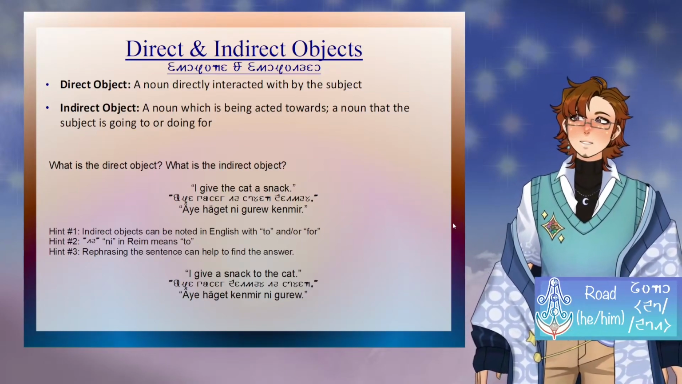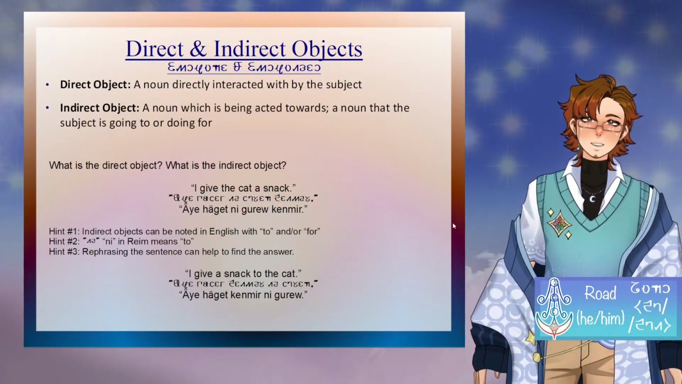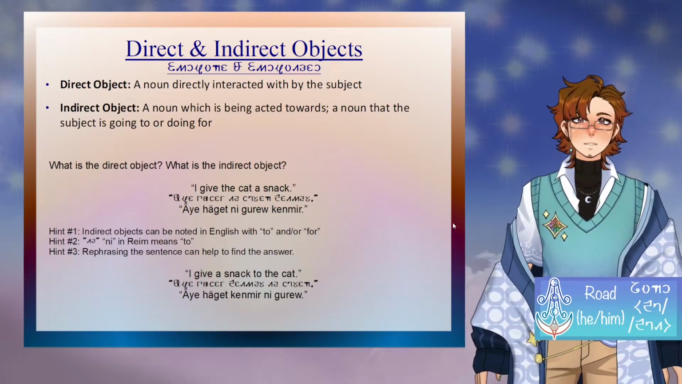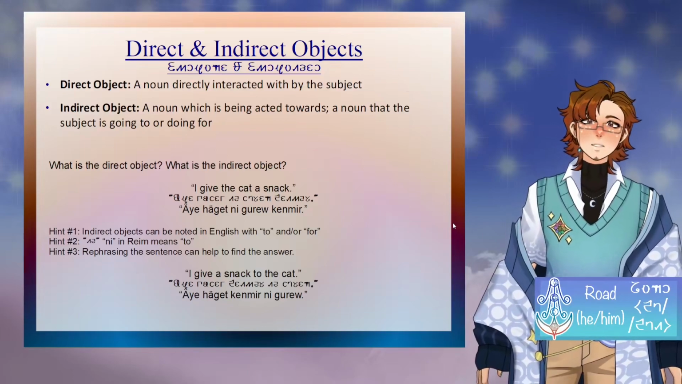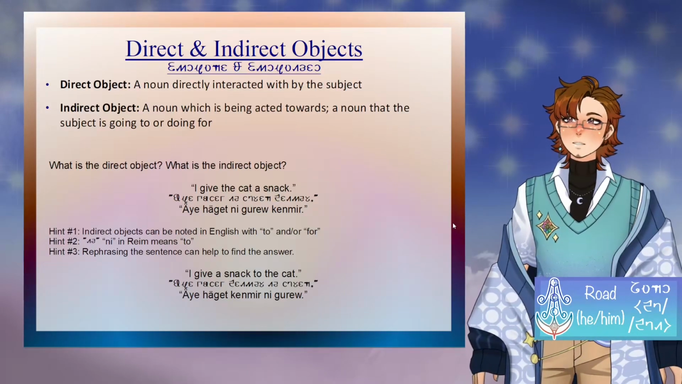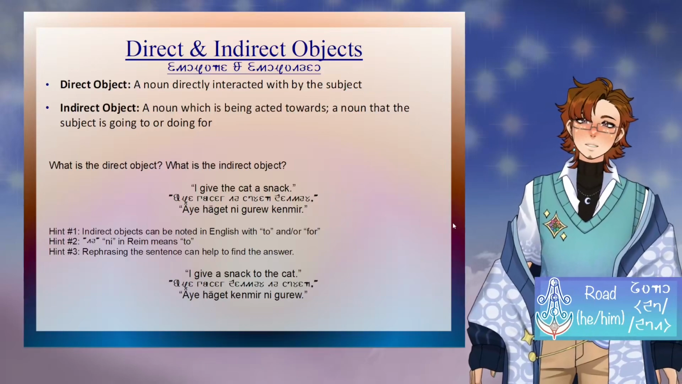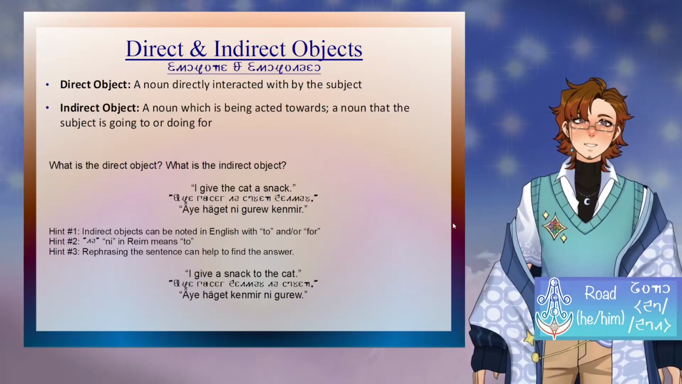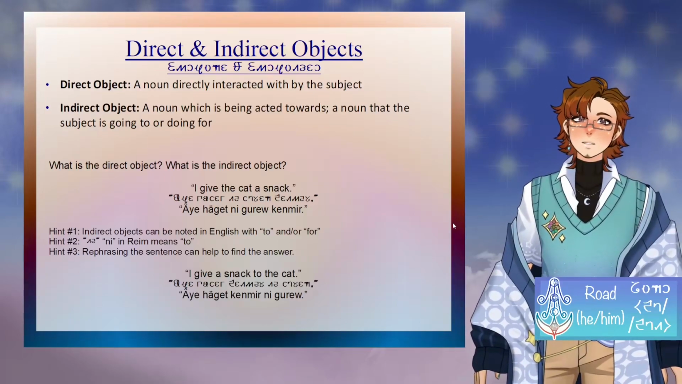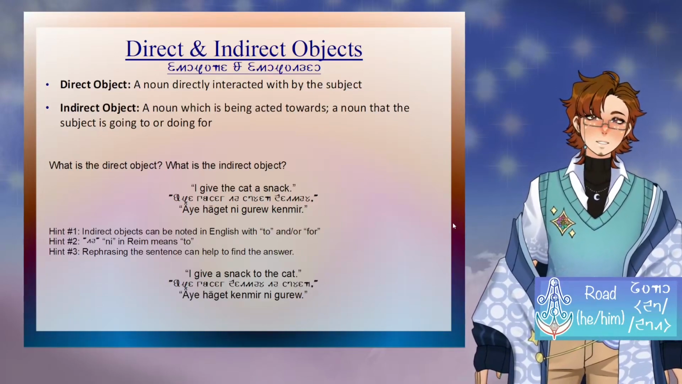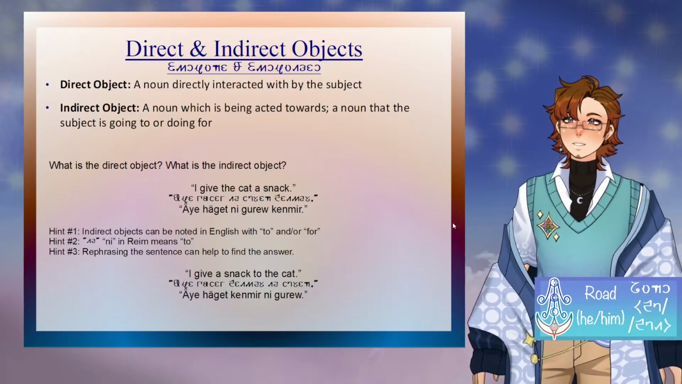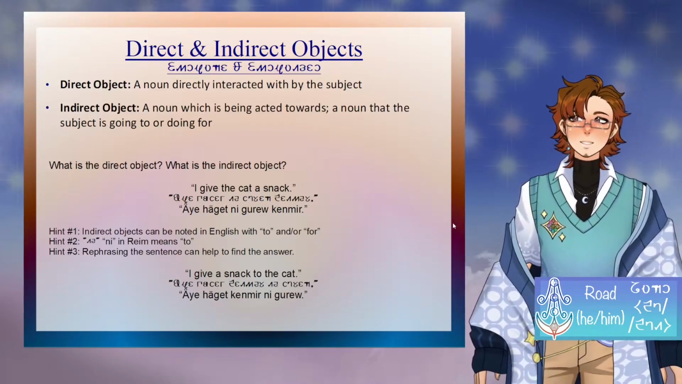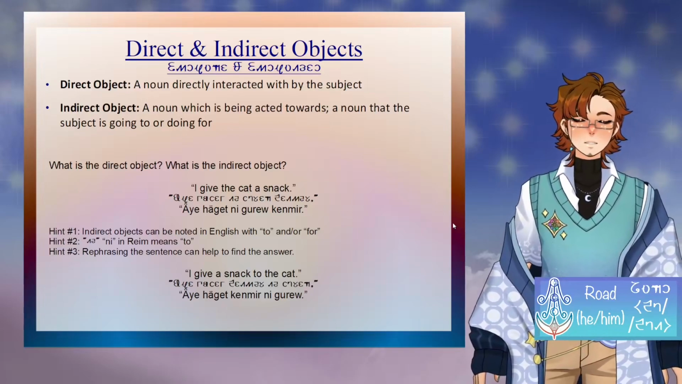To better understand what I mean with direct object and indirect object here, here's how you can tell the difference between the two, not only in Reim, but also in English. Let's do a simple sentence and go back to talking about animals. So we have the sentence, I give the cat a snack, or in Reim, I hag en nigurel kenmir. Let's ask ourselves the question, who or what am I giving the snack to?